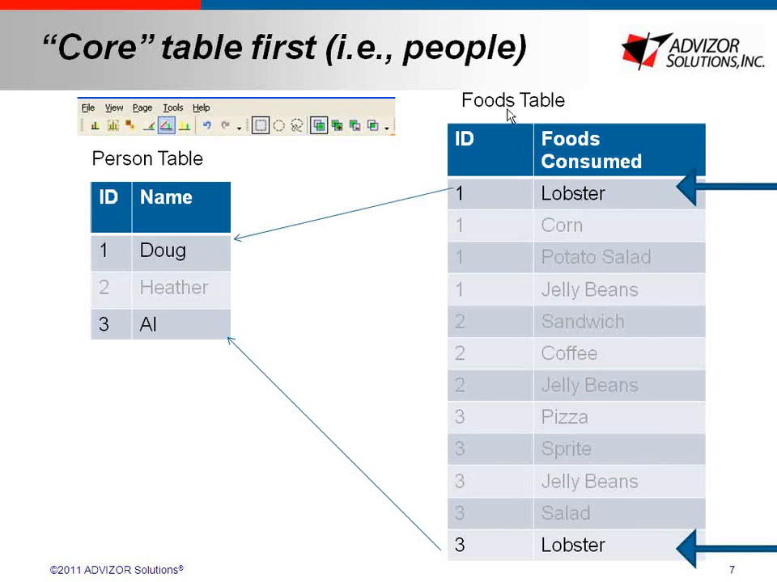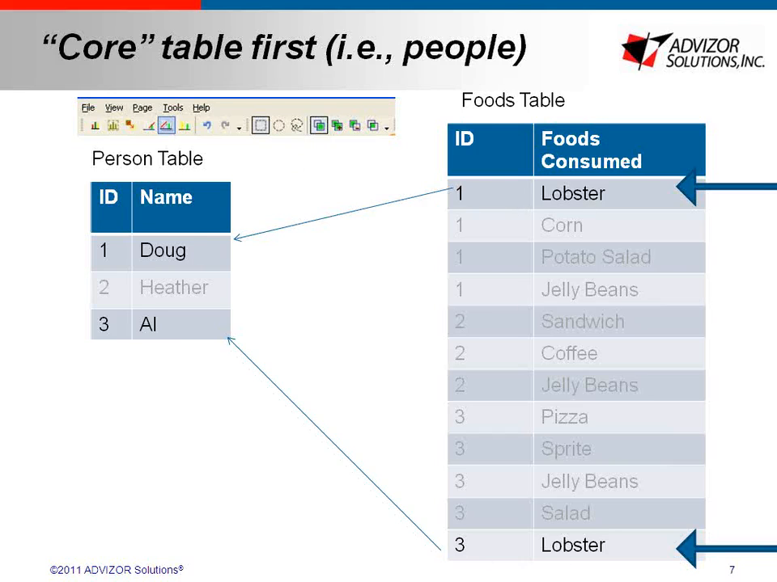So since this foods table is linked to the person table, the selected rows of lobster go back and highlight the people that correspond to them. So this first row says that ID number 1 consumed lobster. Well, ID number 1 highlights Doug. We then go down and see ID number 3 also consumed lobster, while ID number 3 is Al.